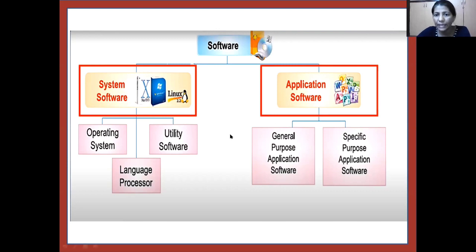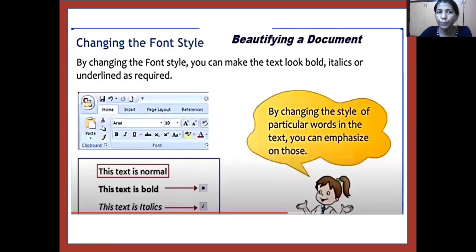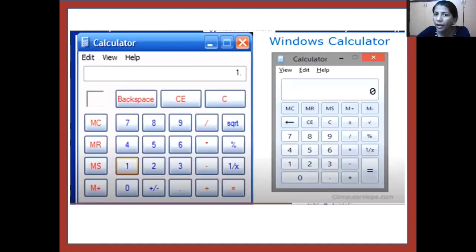But again, application software is also divided into two parts. We'll talk about these two parts also. Let's see a few more application software. If you want to beautify your document, to do the formatting, obviously you are going to use Microsoft Word. So Microsoft Word, again, is application software. If you want to do calculation, you are going to use the calculator. You are not going to use MS Paint for calculation.